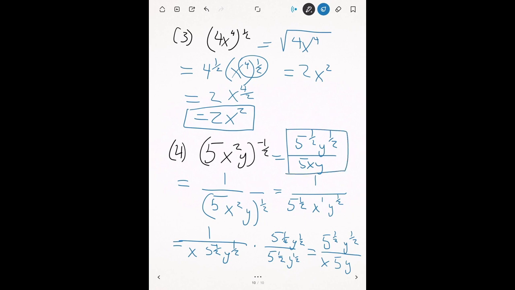And here we go. We've rationalized the denominator. We're making sure that there is no root in that denominator. And by making sure there's no root in the denominator, we're also making sure that there's no fractional exponent in the denominator.